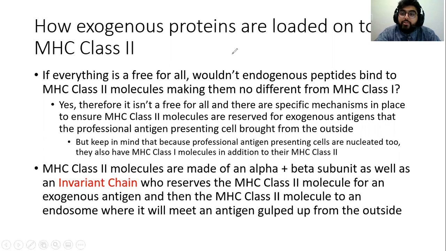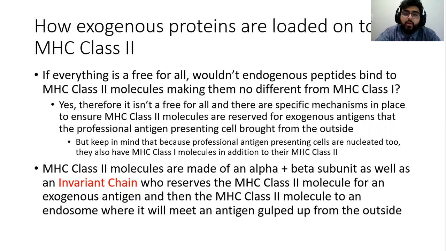Let's talk about a potential conundrum. We're just trying to think about this in a logical manner. Why won't endogenous peptides bind MHC Class II and make them no different from MHC Class I? Fair question. It's both MHC. Both of them display protein fragments. Why is it that Class II is any different, aside from the molecular structure we discussed earlier? What also has to do with the mechanism and how it's loaded. This makes perfect sense. They are distinctly categorized after all, right?